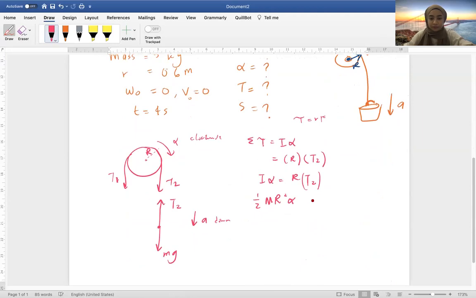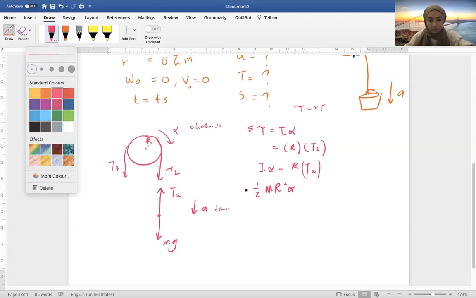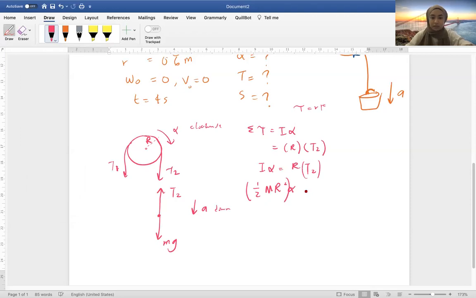This becomes alpha. Okay, this is alpha. This is R and this is T2. Okay, and Shazwina also substituted alpha as A over R, 1/2 mr squared, A over R, so that she can use this torque equation in the force equation later.